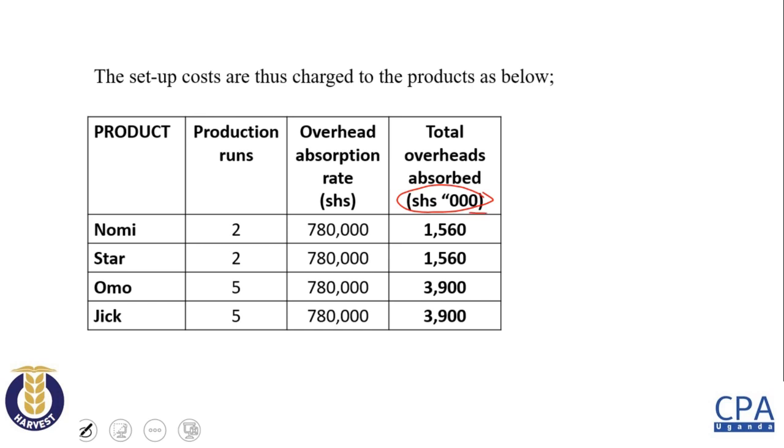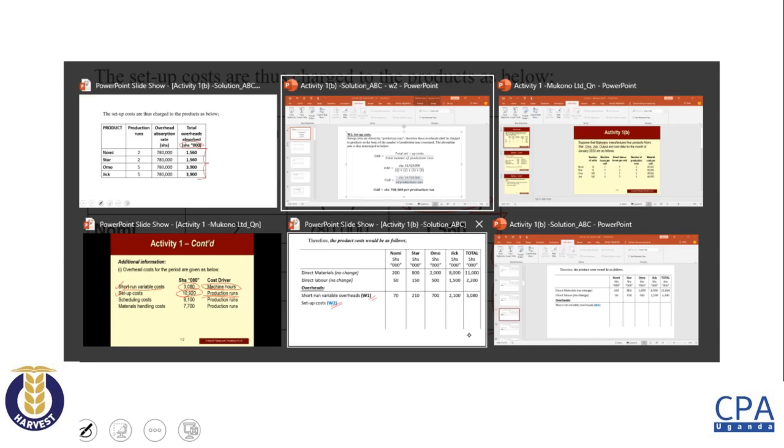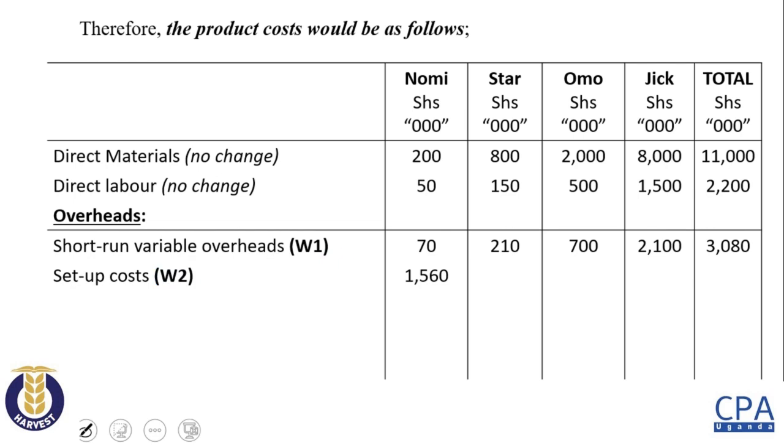So these are the figures I'm going to pick up and take to my ABC computation schedule, and therefore I take you straight to my ABC computation schedule here. I bring in 1,560,000 for NOMI, 1,560,000 for STAR, and for both OMO and JIC, I bring in 3,900,000. So in total, if you make use of your calculators and add all these figures here, you'll find that we have indeed allocated the total overhead of 10,920,000.